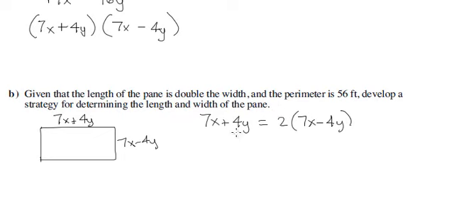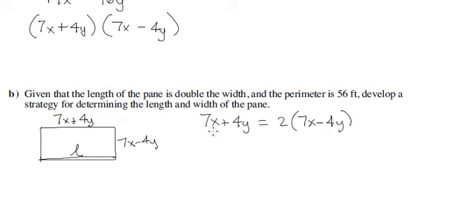Now, how do you know which one of these is which? How do you know that it isn't the minus here and the plus here? Well, when you're describing a rectangle, generally the length is the longer of the two measurements, the bigger number. Of these two, 7x plus 4y has to be higher than 7x minus 4y. So I'm taking this to be the bigger number and saying this big number is twice as much as this little number.